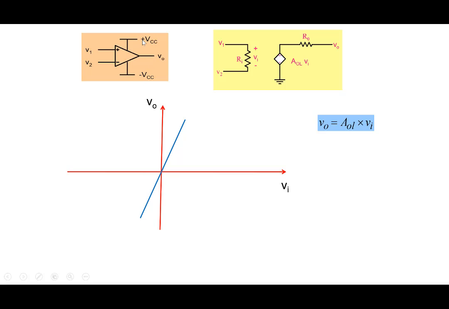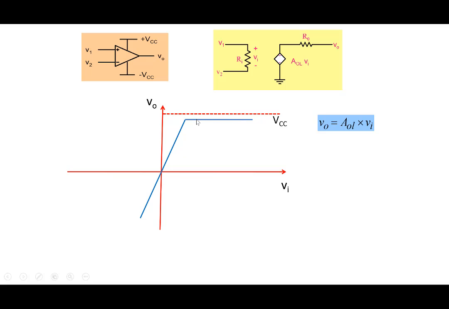So an example, this could be plus 12 volt and this could be minus 12 volt. These supply voltages impose a limit on how large or how low V0 can be. As you increase Vi, eventually the output will saturate. It cannot go beyond the supply voltage on the positive side. Similarly on the negative side, and often you cannot even reach the VCC value. You'll reach very close to it.